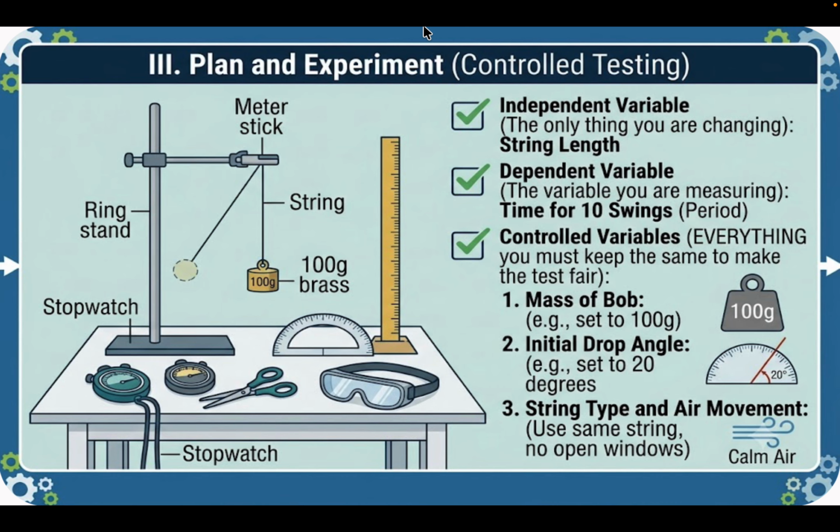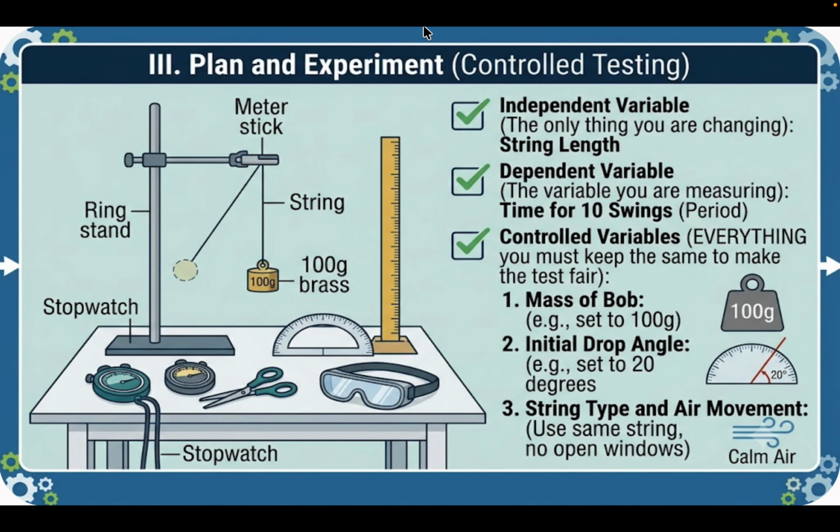Crucially, the variable from the first step, the mass, is now defined as a controlled variable. The illustration must provide this. A detailed checklist specifies: A, the mass of the bob, for example, set to 100 grams. B, initial drop angle, for example, set to 20 degrees. And last but not least, string type and air movement. You can say, use the same string, no open windows.